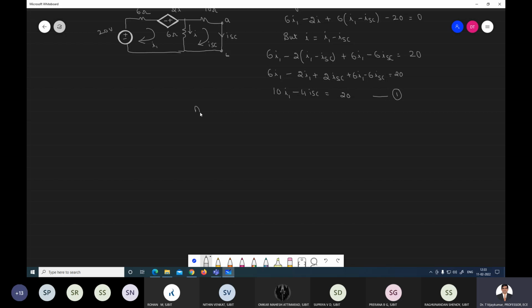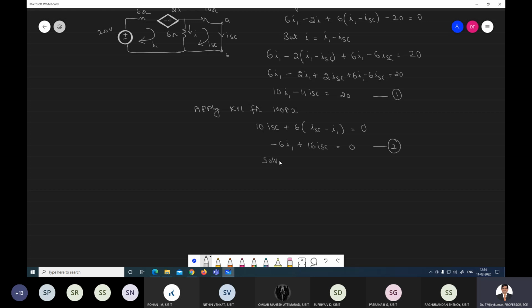Next, apply KVL for loop 2. When we apply the KVL for loop 2, we can write 10 into ISC plus 6 into the current flowing. Now, when you are writing the loop equations, you have to consider that loop's current first. Earlier, we considered I1 first, and now it is ISC. You have to consider ISC minus I1, the current flowing. ISC minus I1 is equal to 0. That is minus 6I1 plus 16ISC is equal to 0. Now this is the second equation.